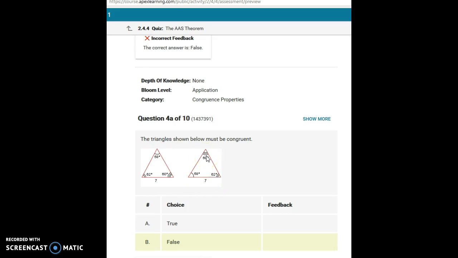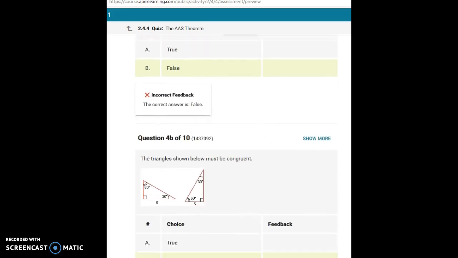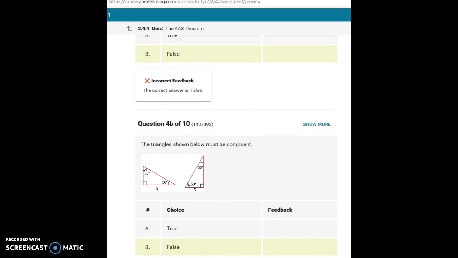They are not the same. Okay, so the answer would be, the triangles shown below must be congruent. No, they don't have to be. It's false. They do not have to be congruent. Okay, same thing here. It's easy.